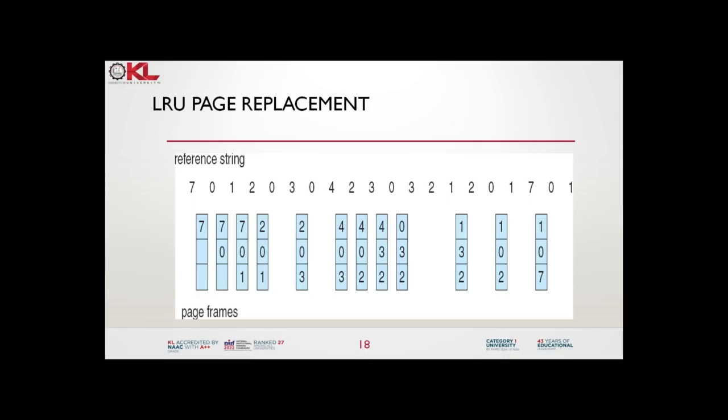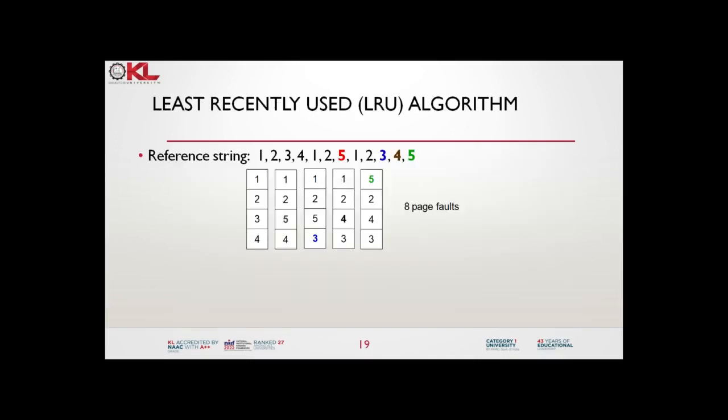So this is how you are going to identify the page fault ratio as well as the page hit ratio. This is how it looks for the new reference string. That is, page faults 8 you got here.